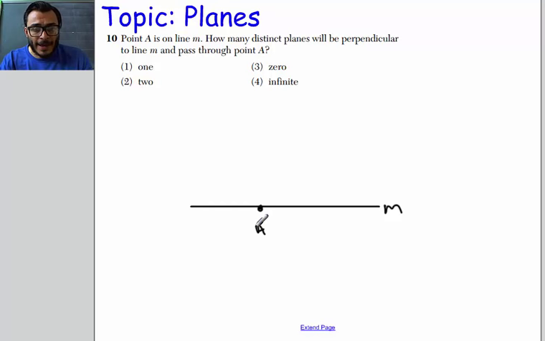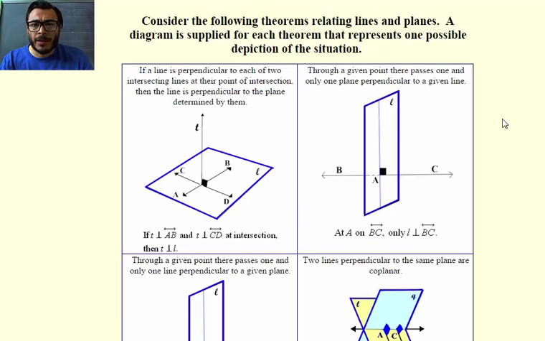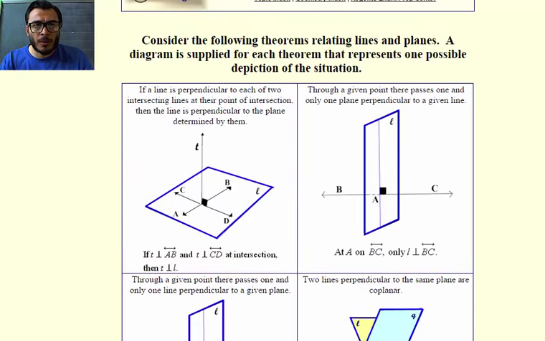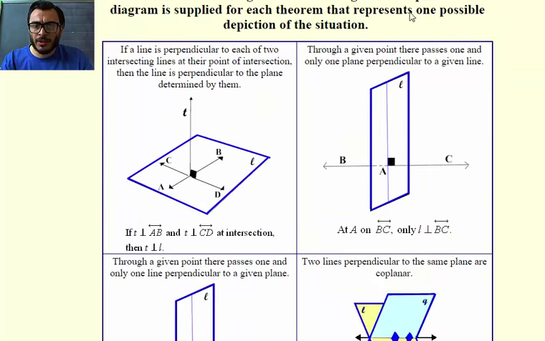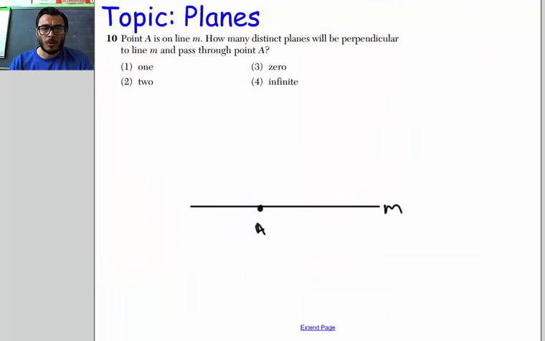regentsprep.org has a nice little unit on planes. So this comes from regentsprep.org. And if you look at this particular theorem right over here, the one on the upper right corner, it says through a given point there passes one and only one plane perpendicular to a given line. So if you think about it, this is like our line M, and then that's our point A. You can only draw one plane perpendicular to that line, and that passes through that point. So the answer is going to be choice 1.